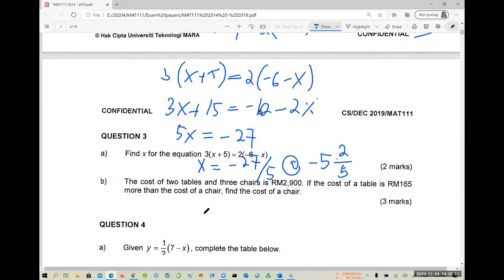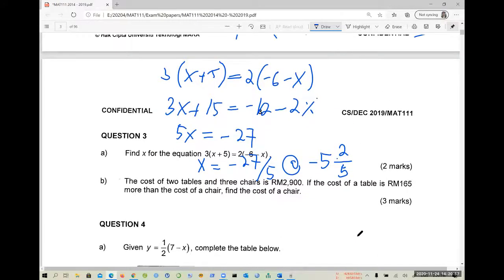And then under linear equation also, they give you questions where given some information, you have to extract the information and solve the problem. So for example, in this case, we have the cost of 2 tables and 3 chairs is 2,900. If the cost of a table is 165 more than the cost of a chair, find the cost of a chair.